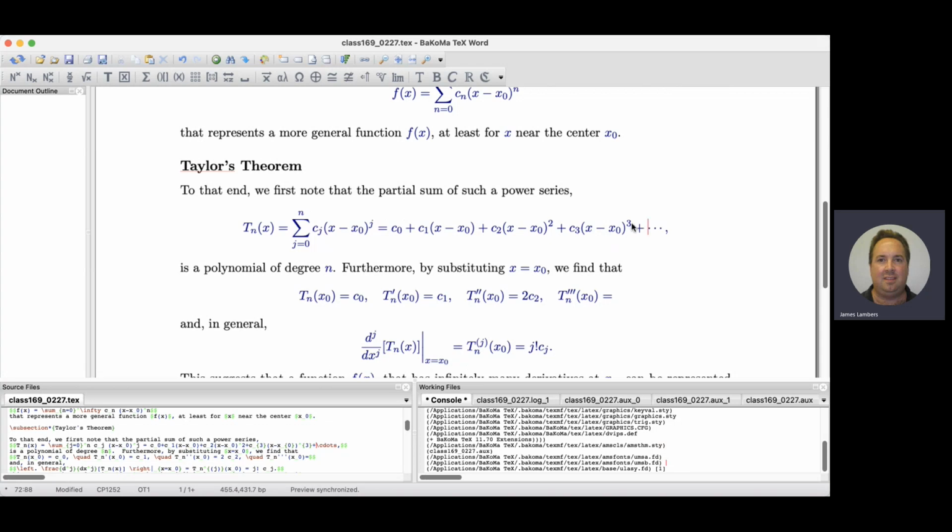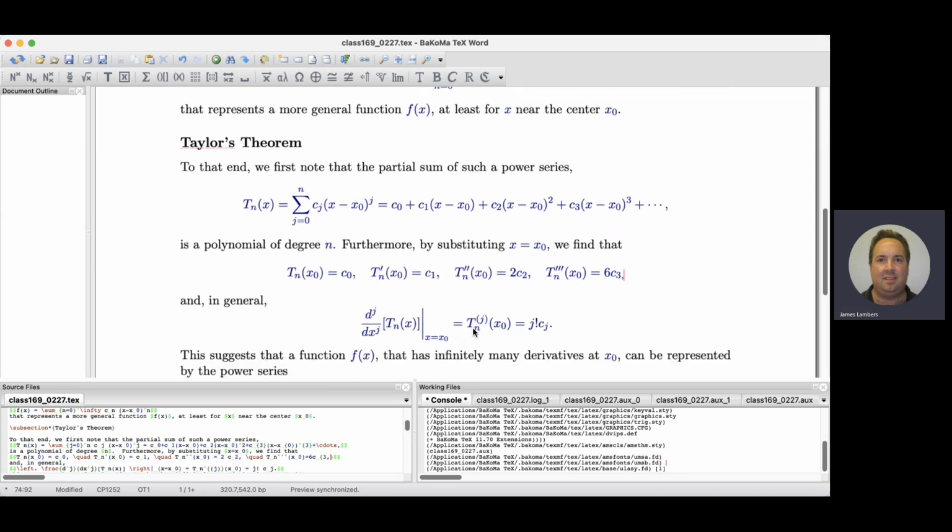If I take a third derivative of this, the first time I take a derivative, I get a 3 down here, and then I have (x minus x naught) squared. If I take a derivative of that, an additional 2 would come down, so then I'd have 6 down here. So the third derivative is going to be 6 times c3 when you plug in x equals x naught. All right, so in general, it's j factorial times cj.